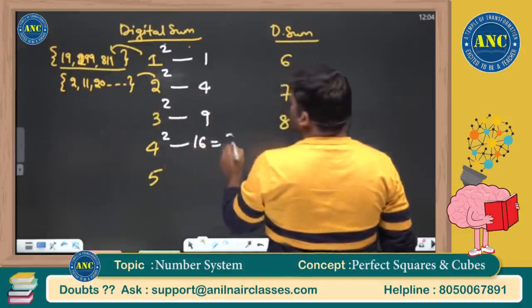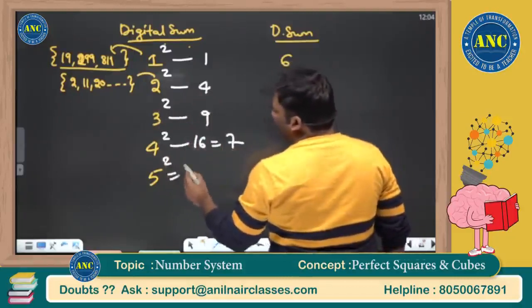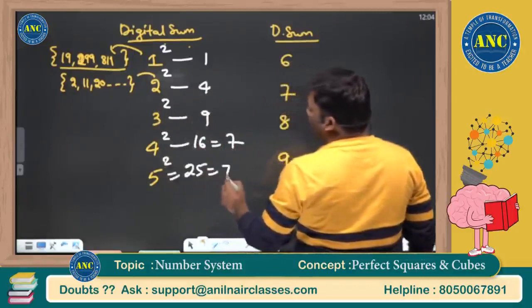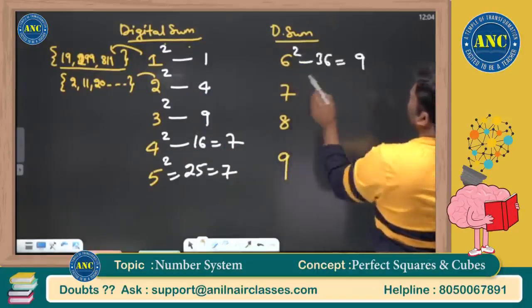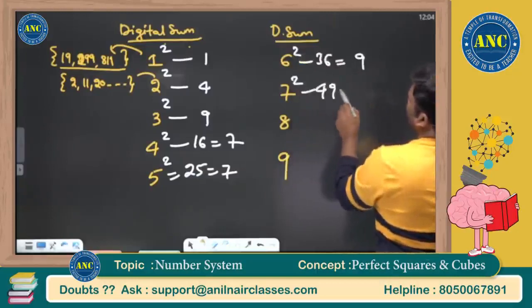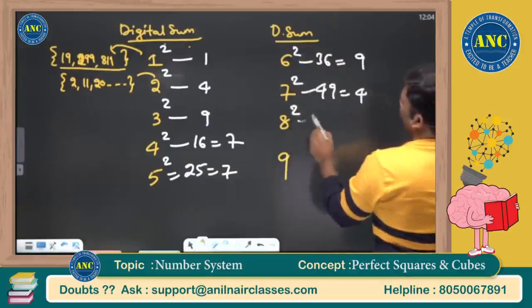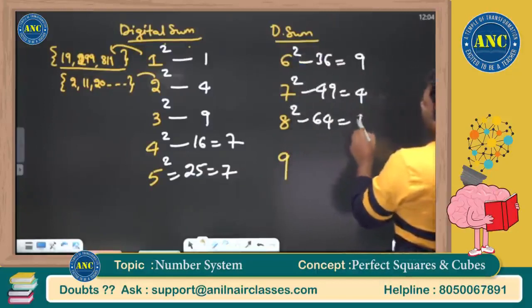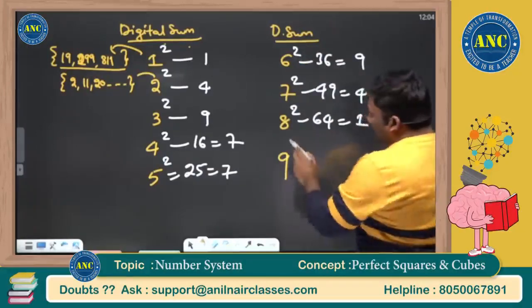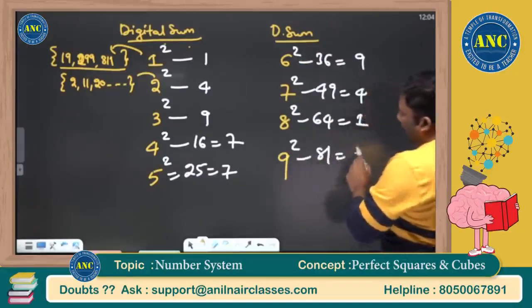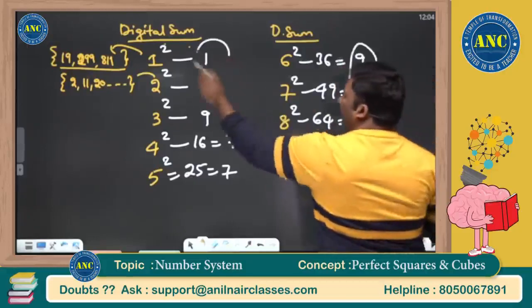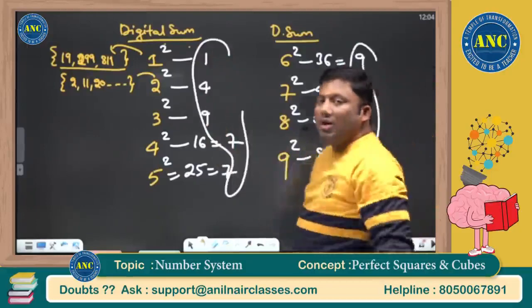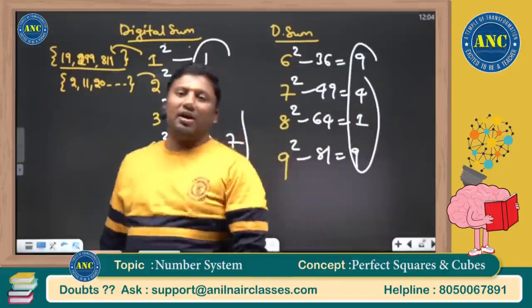4 squared is 16, whose digital sum is 7. 5 squared is 25, 2 plus 5 is 7. 6 squared is 36, 3 plus 6 is 9. 7 squared is 49, which gives 4. 8 squared is 64, 6 plus 4 is 10, which gives 1. 9 squared is 81, 8 plus 1 is 9. What numbers did we get on the right-hand side? We got 1, 4, 7 or 9.